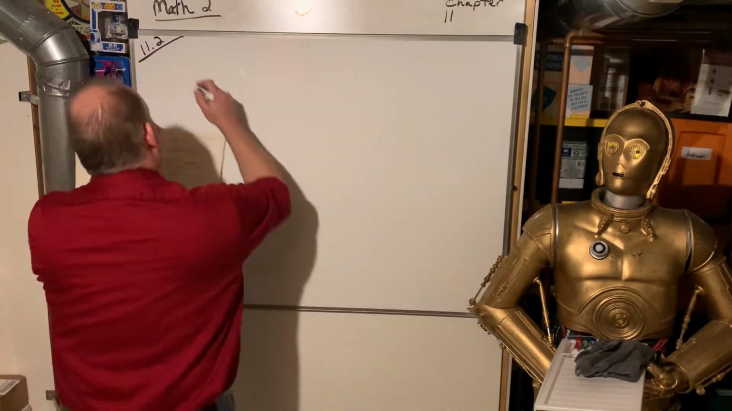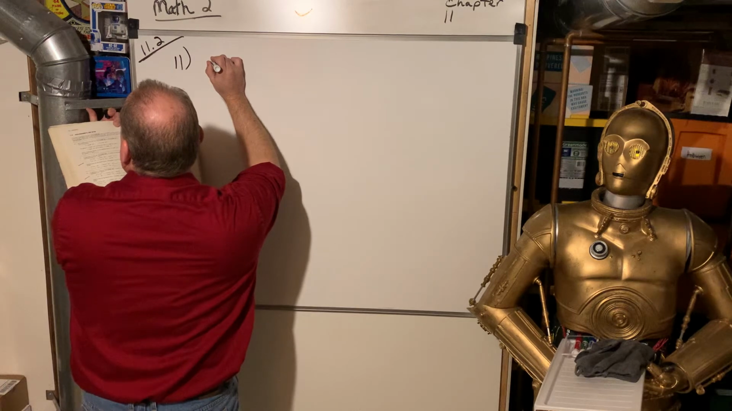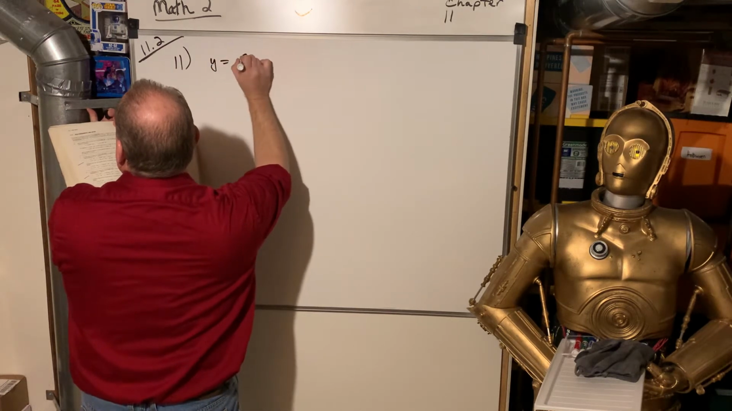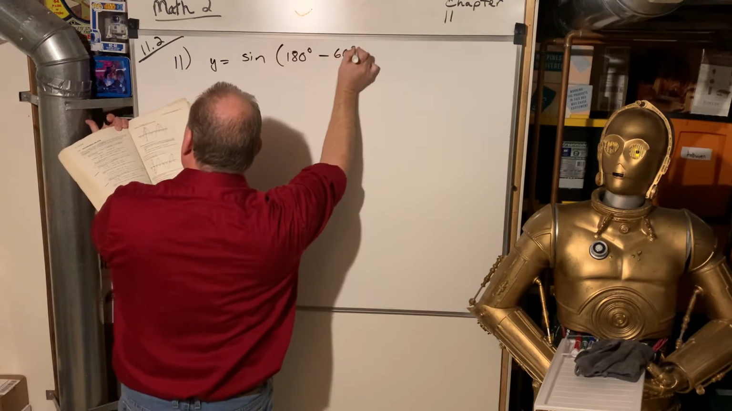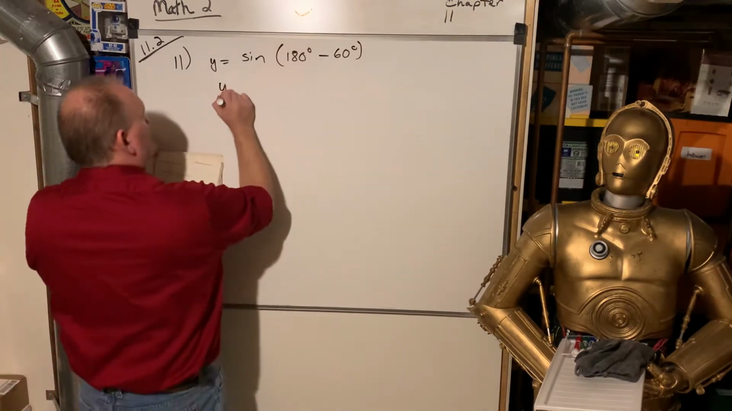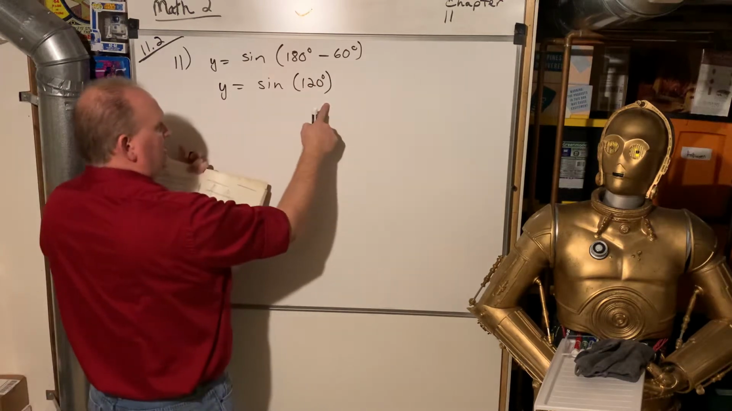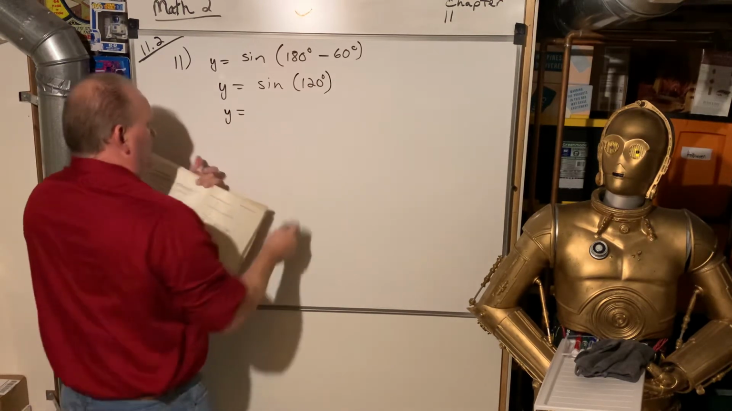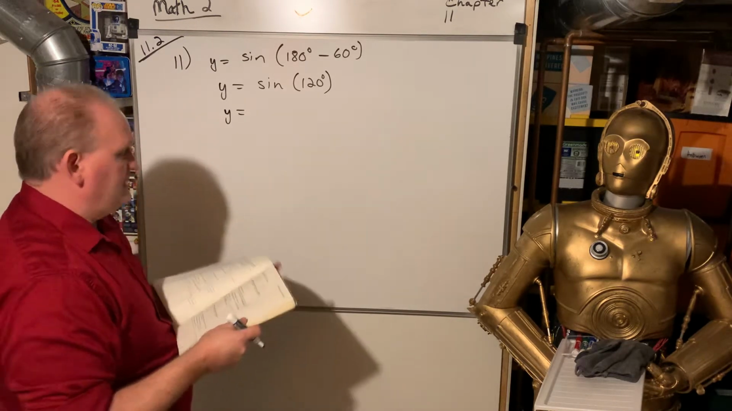All right, so let's see. For 11, they want us to find the sine. Y is equal to the sine of 180 degrees minus 60 degrees, which is really just the sine of 120 degrees. And we just pop that into our calculator. And so that ends up to be, rounded, 0.87.